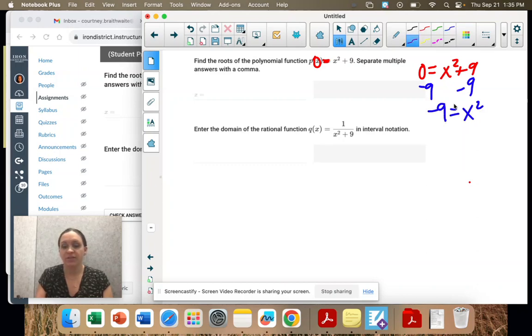To get rid of a square, we take the square root. So I have x equals plus or minus the square root of negative 9. Okay, we're getting back into complex numbers.